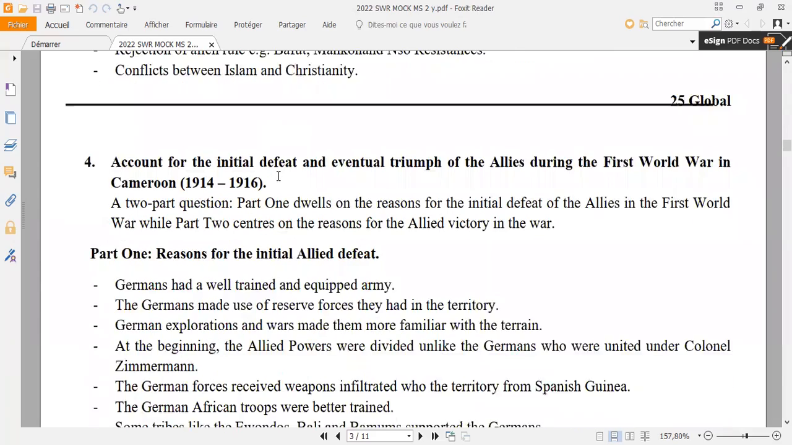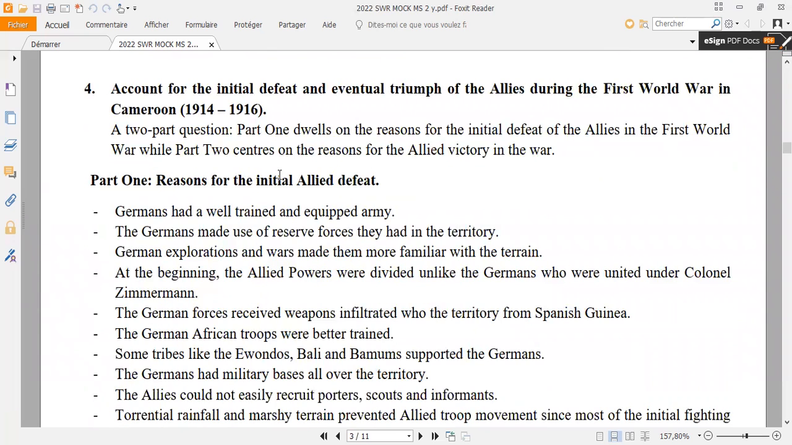We move to question 4. Question 4 of March 2022 Southwest Regional Mock says: account for the initial defeat and eventual triumph of the Allies during the First World War in Cameroon. Good. This question is not complicated, dear student. Whenever you have the words account for, they mean reason. So I will change the question and put it this way: reasons for the initial defeat and eventual victory of the Allies during the First World War in Cameroon.